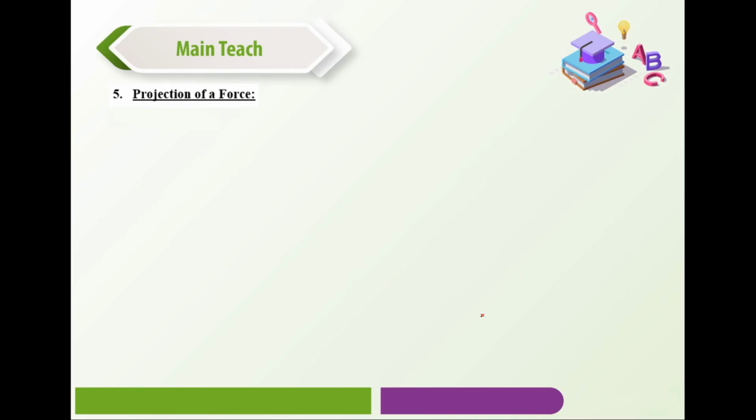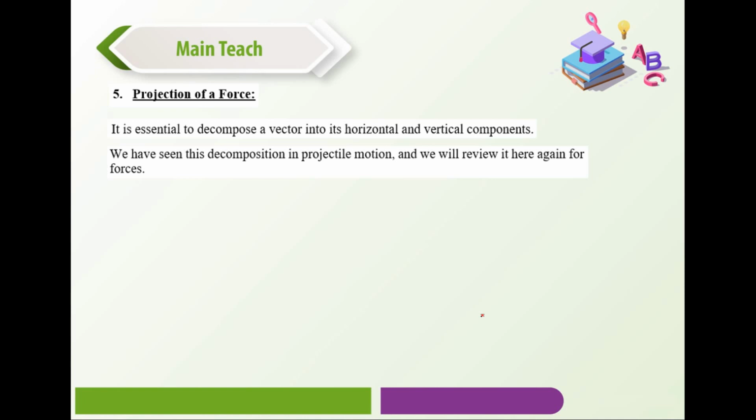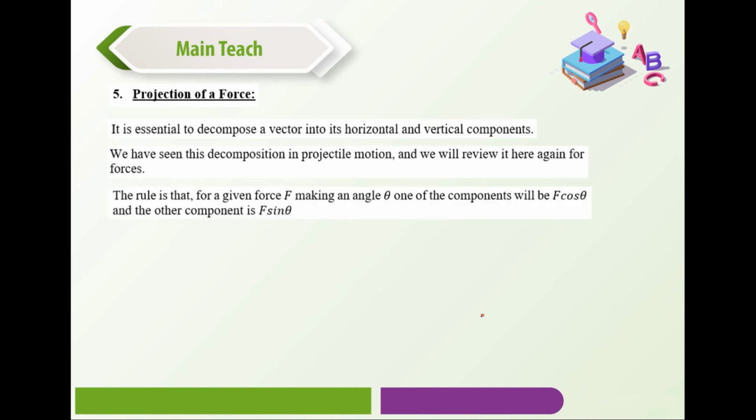Now section 5, projection of a force. It is essential to decompose a vector into its horizontal and vertical components. We have seen this decomposition in projectile motion and we will review it here again for forces. Basically the decomposition or the projection works for any vector. In unit 1 we saw the projection for the velocity vector at the initial instant, whenever the projectile is being launched with an initial velocity. We're going to see here again the projection but for forces.